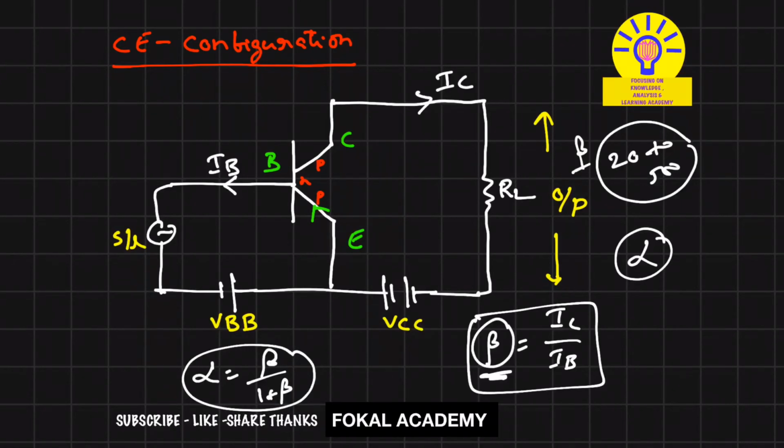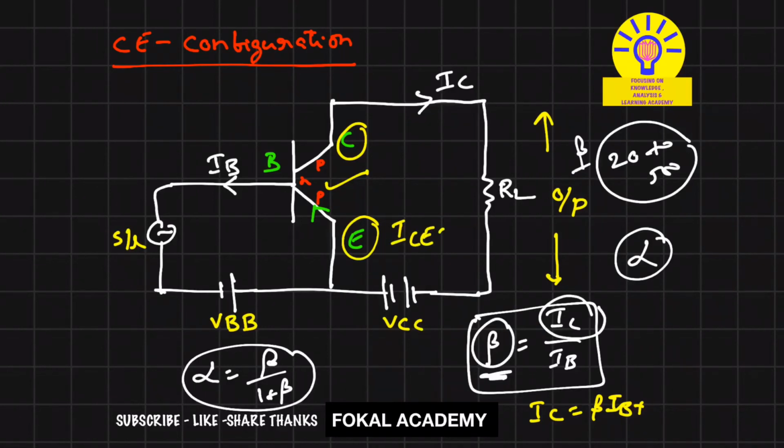From this I am going to get the collector current, that becomes IC equal to beta into IB. But as it is not ideal, there is a leakage current at the collector and emitter, that is ICEO, collector to emitter leakage current. So plus ICEO. This collector emitter leakage current can be converted in terms of collector to base leakage current as IC equal to beta into IB plus 1 plus beta into ICBO.